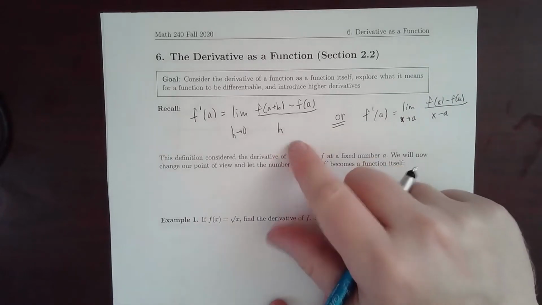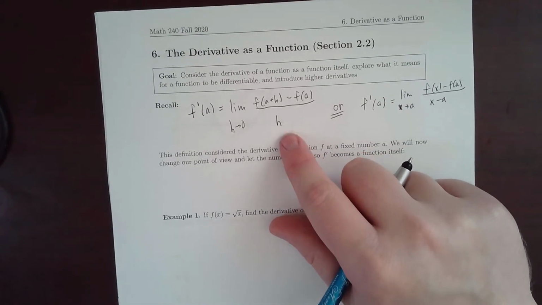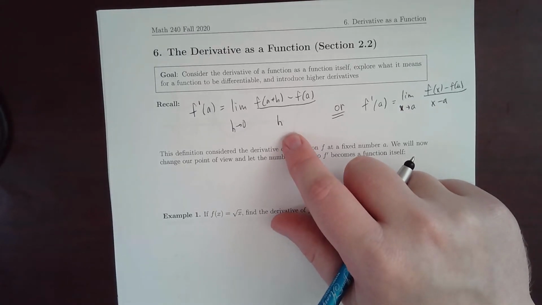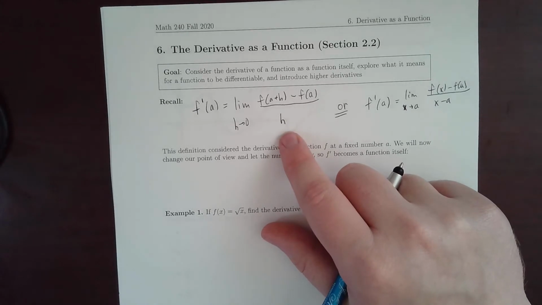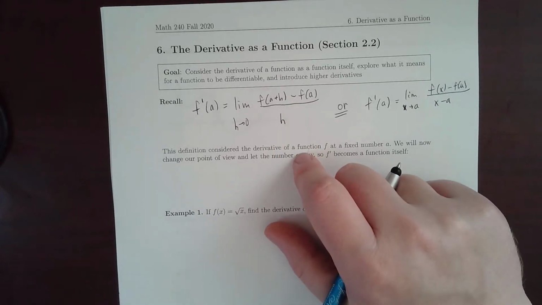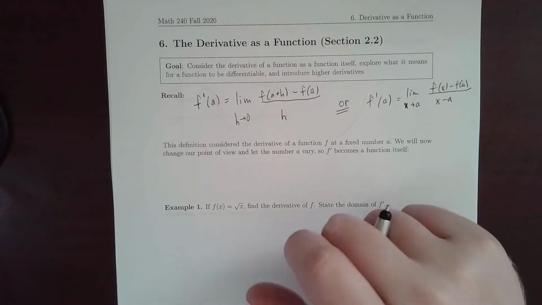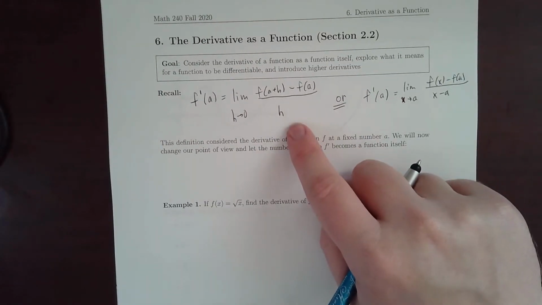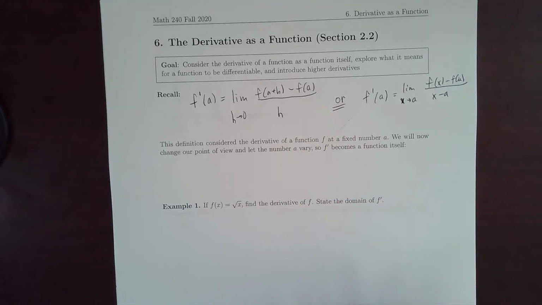And you might have noticed in the last video I was leaning on this definition a little bit more. I did that for two reasons. The first reason is that it's a little easier to find a common factor of h at the end of the day and cancel it out. That's a lot easier than having to worry about this x minus a over here.